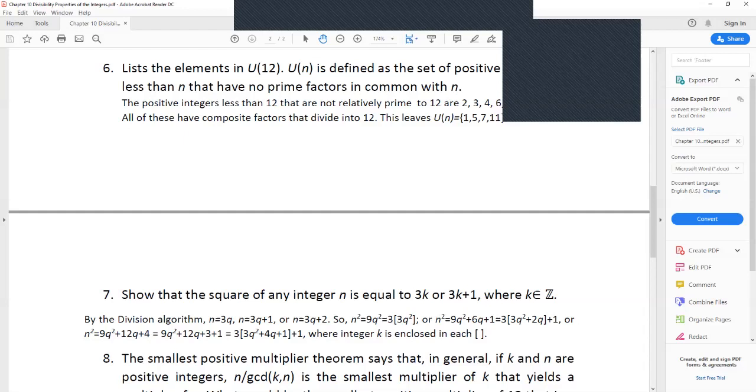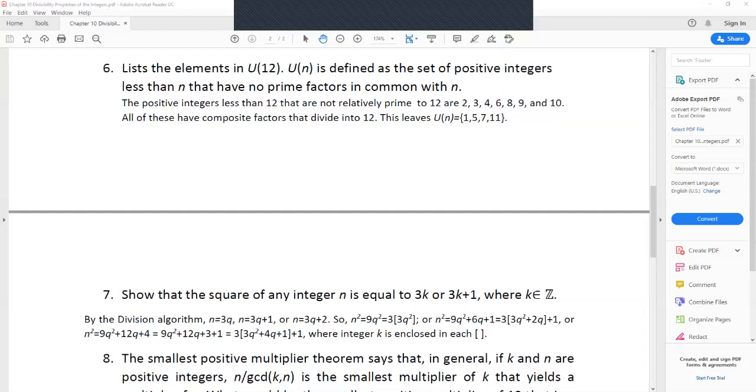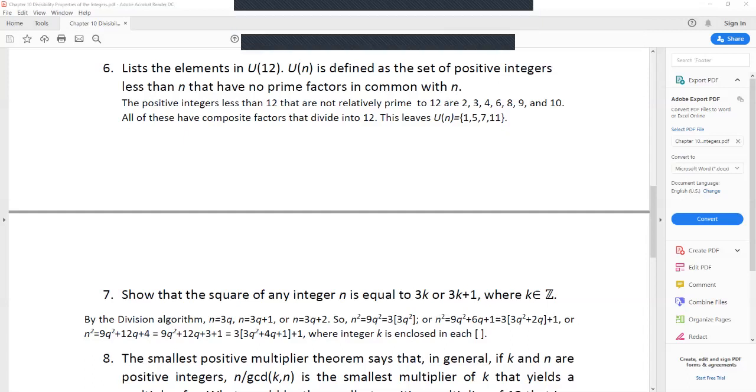Problem number 6. Problem number 6 says, that should say list the elements in U12, where Un is defined as the set of positive integers less than n that have no prime factors in common with n. So the positive integers less than 12 that are not relatively prime to 12 would be 2, 3, 4, 6, 8, 9, and 10. Therefore, all of the composite factors that divide into 12 would leave me 1, 5, 7, and 11.